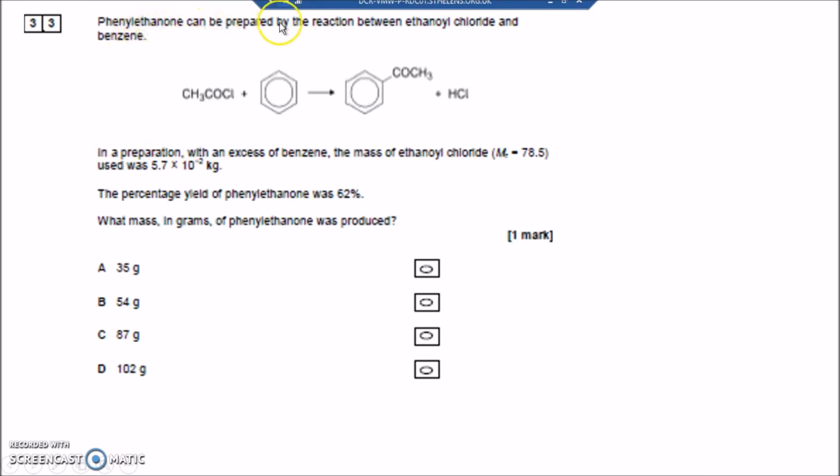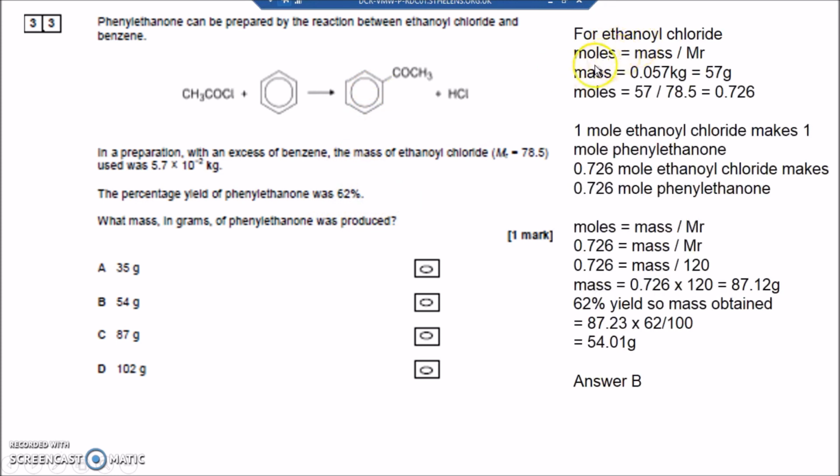Question 33. Phenyl ethanone can be prepared by the reaction between ethanoyl chloride, CH3COCl, and benzene, C6H6, and it forms this chemical, phenyl ethanone. In preparation with an excess of benzene, the mass of ethanoyl chloride, Mr 78.5, was 5.7 times 10 to the minus 2 kilograms. So I've got the mass, it's in kilograms, but I can easily convert that into grams by multiplying by 1,000. I've got the Mr, so I can work out the number of moles, and therefore the number of moles of phenyl ethanone, which will be the same. 62% yield. I can work out the mass.